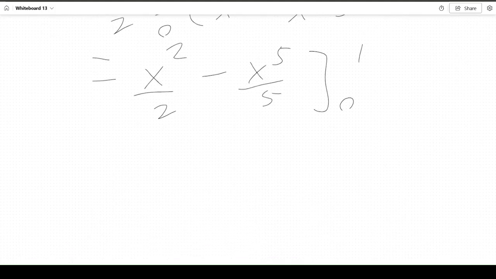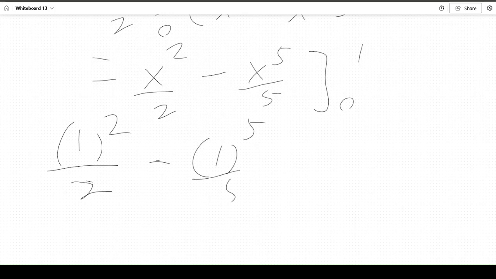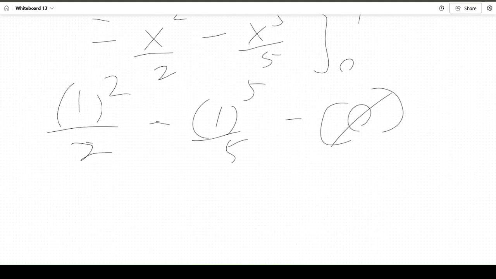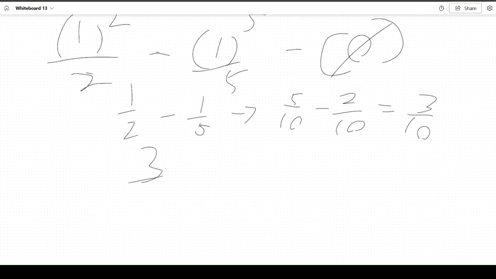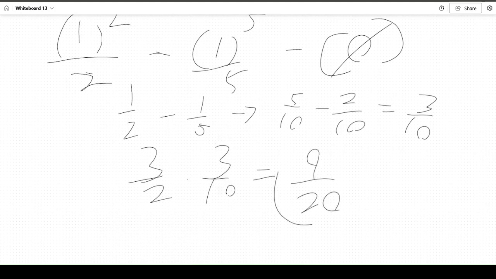You can plug in 0 to 1 for all of these. So plug it in. This will be 0. So it'll be 1 over 2 minus 1 over 5. And we have to find the same denominator. So this would be 5 over 10 minus 2 over 10. So this would be 3 over 10. And we still have 3 over 2, so let's multiply 3 over 2 times 3 over 10. This would be 9 over 20, and that would be our y.